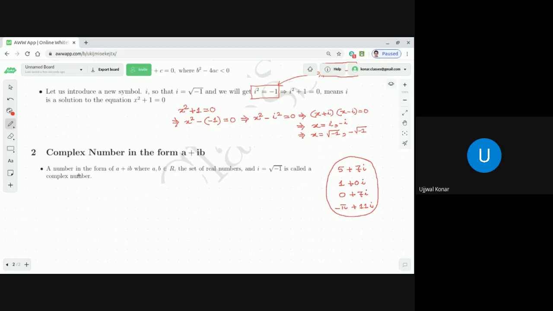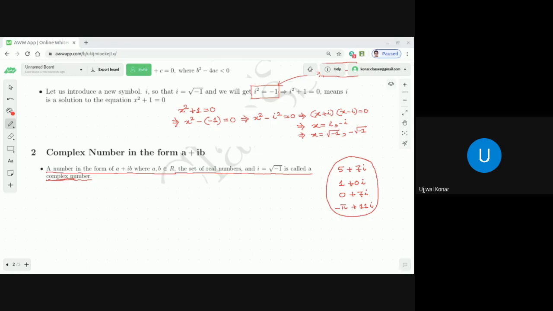A number in the form of a plus ib, where a and b belong to R, the set of real numbers, and i is equal to square root of minus 1, is called a complex number. So we are able to express this as a complex number. Clear, dear students?